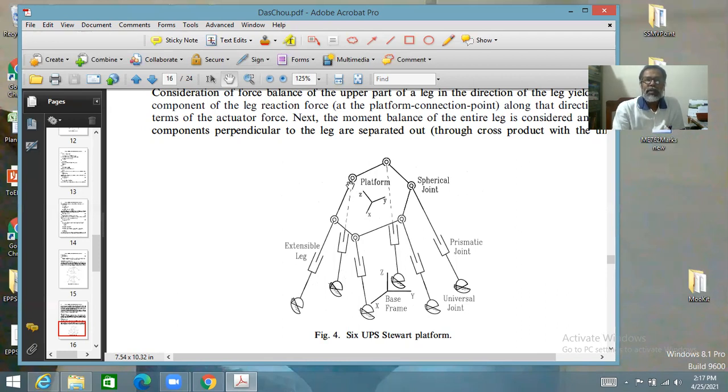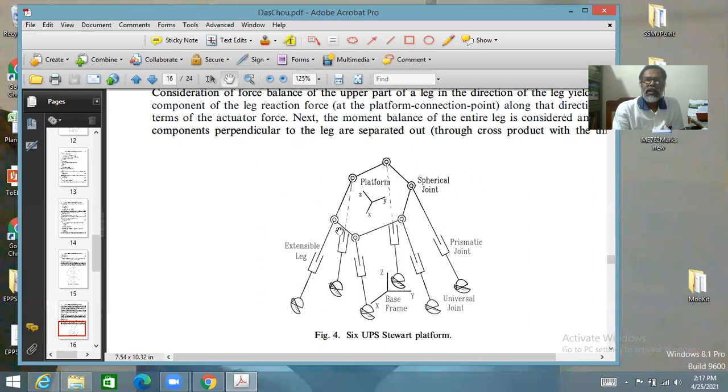The component of the velocity along this direction will be L dot, and in the perpendicular direction, that will give you the angular velocity of this, omega cross this vector. Similarly, acceleration you can get. Coriolis component will enter into the picture there. And then when you consider dynamics, for the upper part, you will consider force equilibrium only in this direction, and that way you will involve the actuator force.